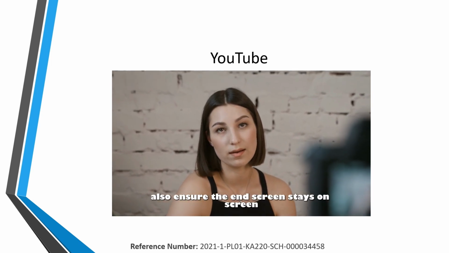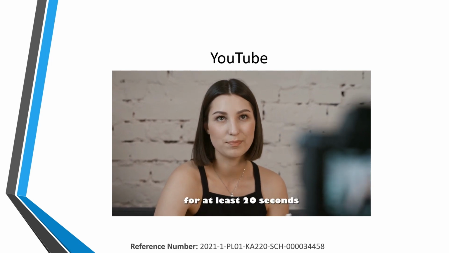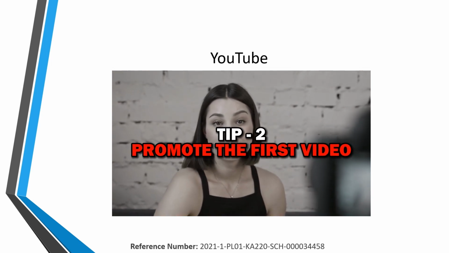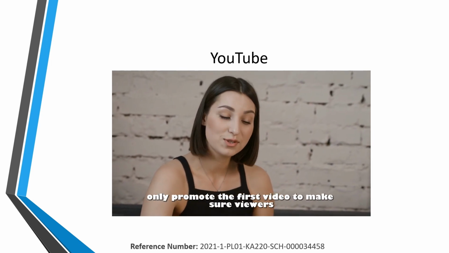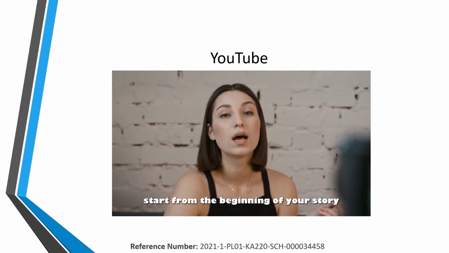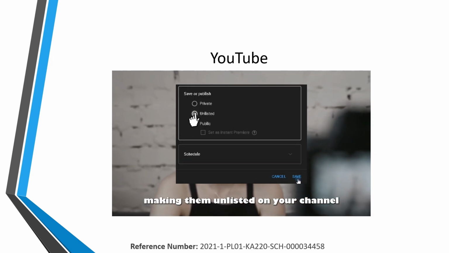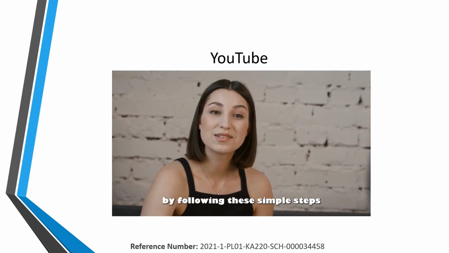Also, ensure the end screen stays on screen for at least 20 seconds so viewers can make their choices. Promote the first video. Only promote the first video to make sure viewers start from the beginning of your story. You can hide the other videos by making them unlisted on your channel. By following these simple steps, you'll create an engaging, interactive story.